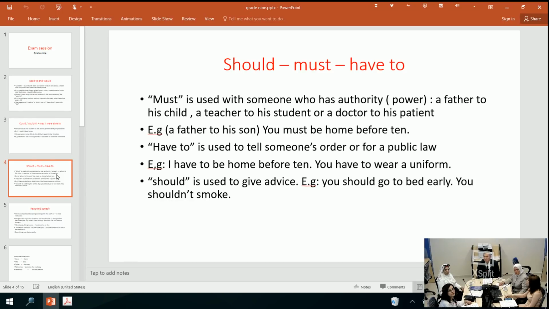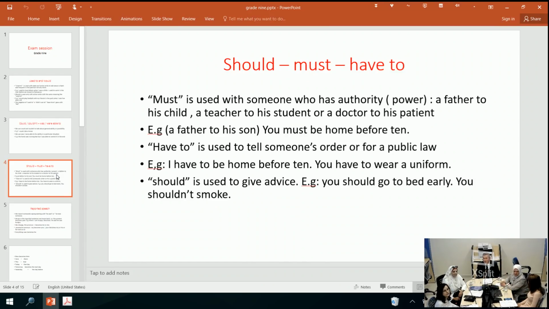This is Miss Abir's turn. Should, must, and have to. Must is used with someone who has authority, or power: a father to his child, a teacher to his student, or a doctor to his patient. British people feel angry when you say you must and you don't have authority over them. So must is used only when you have control or authority over someone.